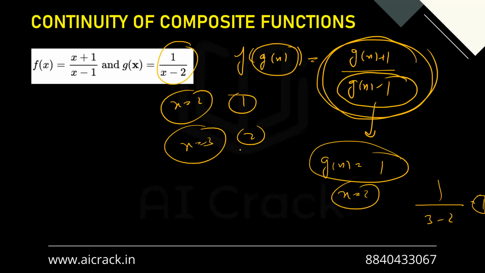So if you want to summarize what we did, we first checked the continuity of g(x) because the definition of f of g(x) is dependent on g(x). And then when we wrote f of g(x), we checked the continuity of f of g(x) individually. So we have got 2 points over here, that is x equals 2 and x equals 3. Okay. So this is how you have to check the continuity of composite functions.